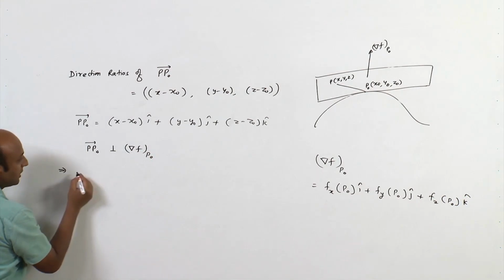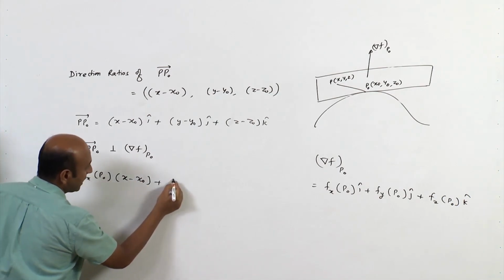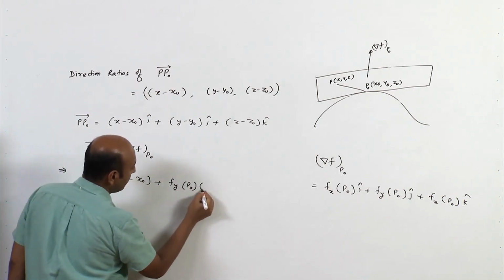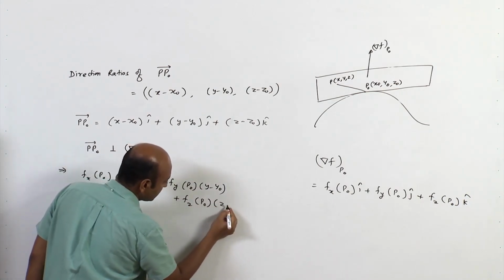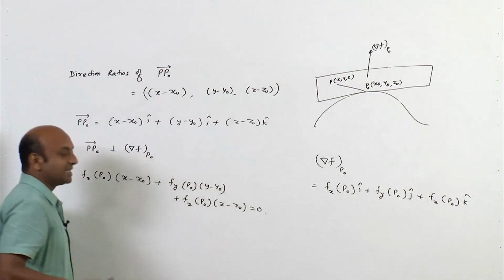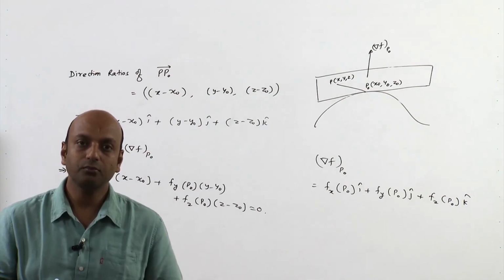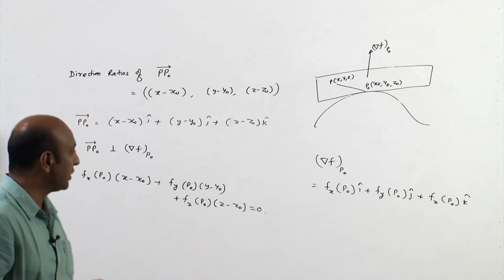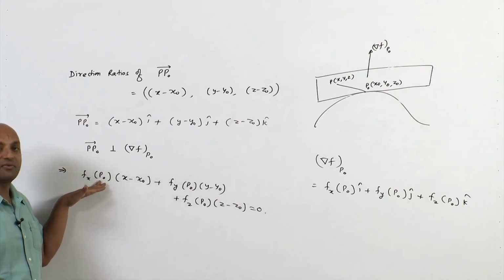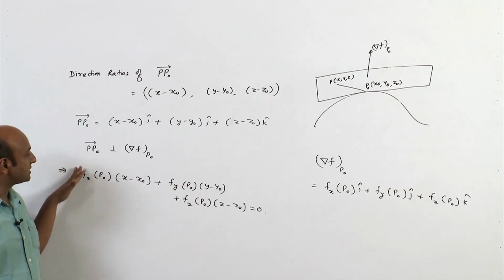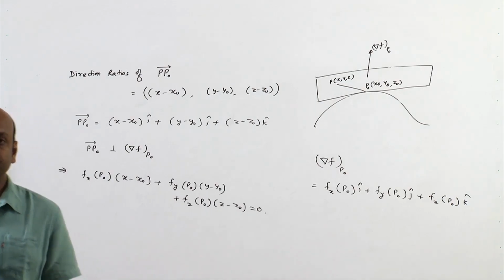So, this implies fx at p naught into x minus x naught plus fy at p naught into y minus y naught plus fz at p naught into z minus z naught equals 0, and this will be the equation of the tangent plane at p naught. So, if you are interested in finding the equation of the tangent plane at a point p naught of the surface f(x, y, z) equal to c, we can simply apply this equation.